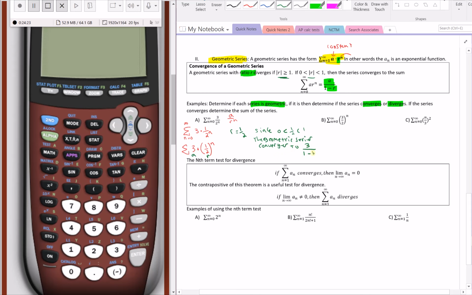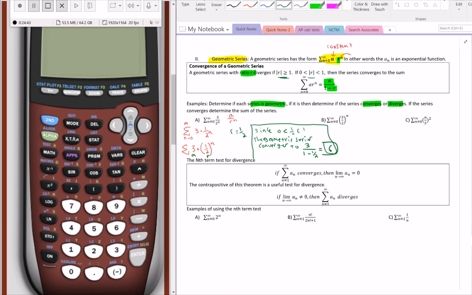R is 1/2, right? You could probably leave that in the AP example. It's going to clean it up. 1 minus 1/2 is 1/2. 3 divided by 1/2 is 6. So it's going to converge to 6. And this whole thing is actually our answer, right? So that one was geometric and it converges.